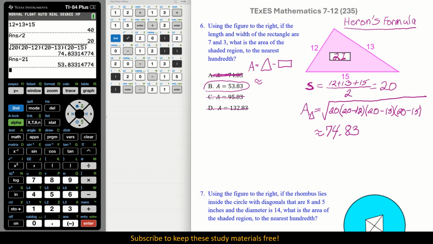Okay. Do you see what I did? I actually paid attention to what my answers were. I'm like, well, there's no way. That's impossible. Okay, so it is option A. All right. I mean, not option A, I'm sorry. The area is option B. All right, let's go to number 7.